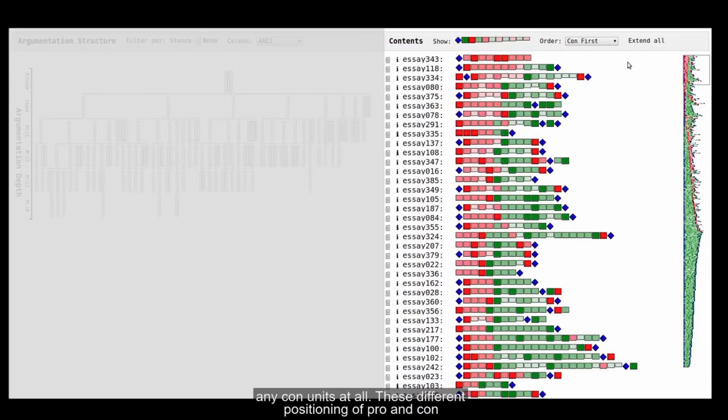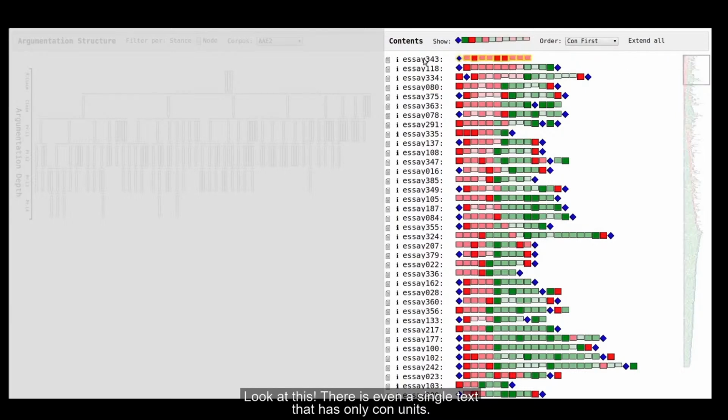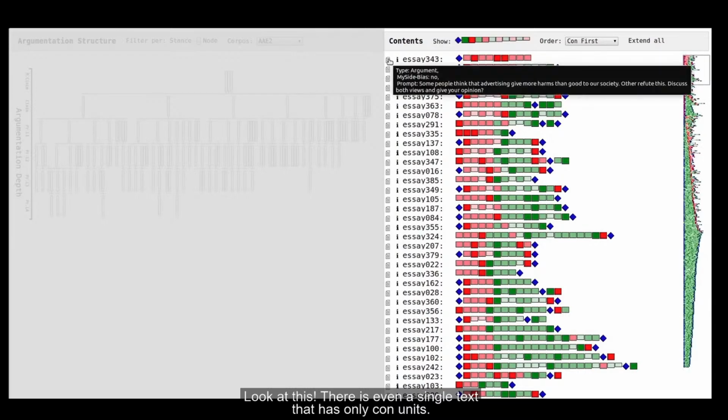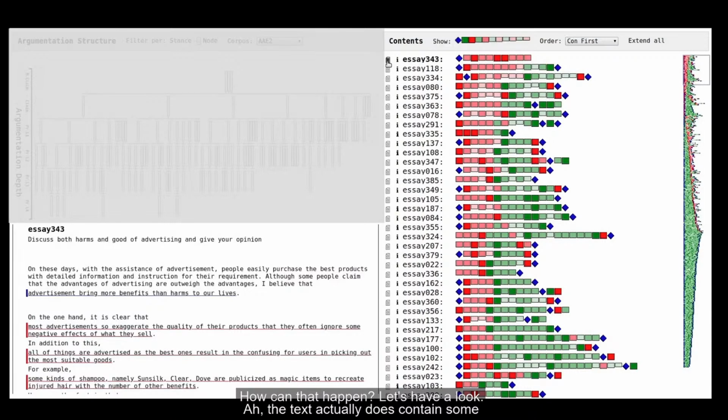These different positionings of pro and con units translate into different argument strategies that aim at convincing the reader to follow the major claim of the essay. Look at this! There is even a single text that has only con units. How can that happen? Let's have a look.